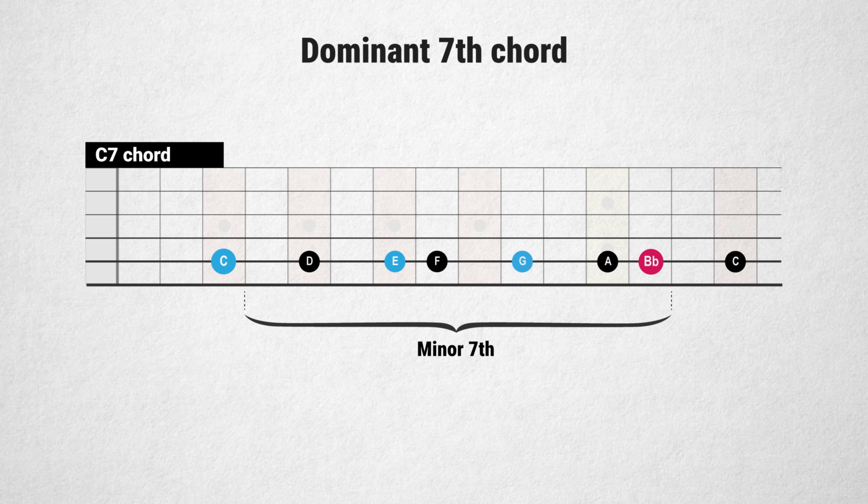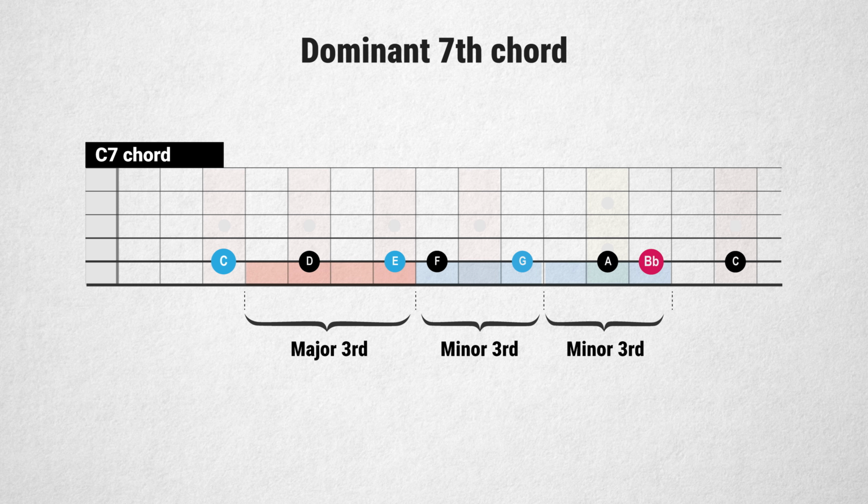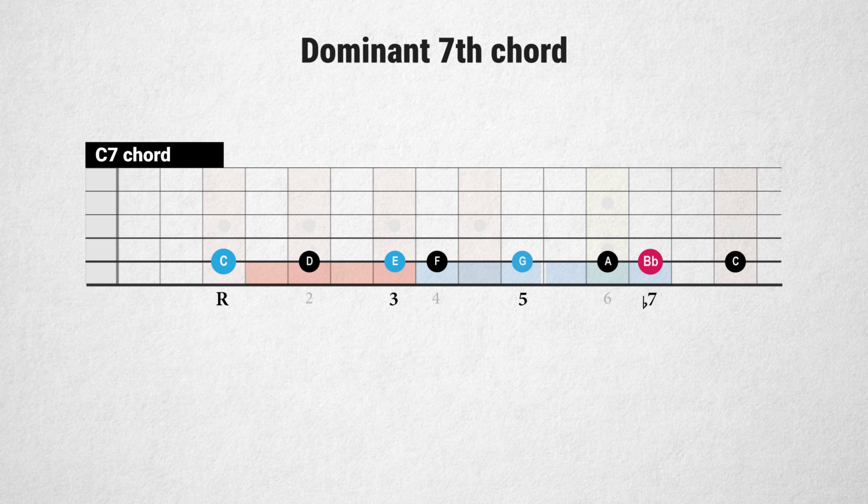Adding the minor 7th to the major triad will get a dominant 7th chord, and that is a stack of a major and 2 minor thirds. It contains the root, the major third, the perfect 5th and the minor 7th degree.